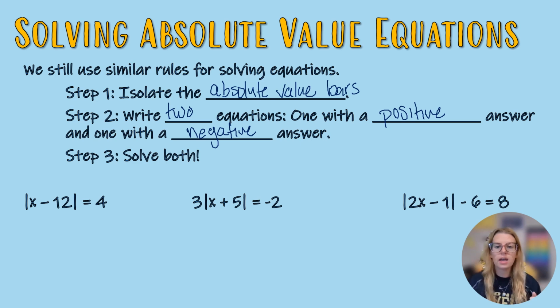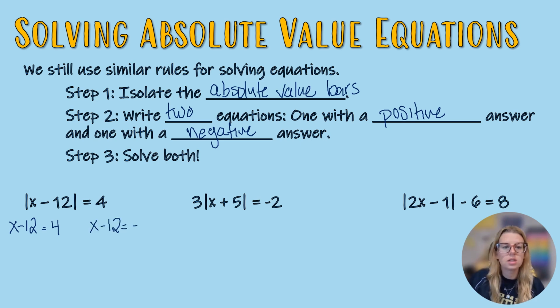So let's go ahead and try these out. So we're going to start by looking at the first one. If I have this first one, I want the absolute value bars to be the only thing that's in the equation. So right now, all I have are these bars. There's nothing else around them. So this one is already isolated. So what we're going to do is we're going to write x minus 12 equals +4, getting rid of my bars. I'm talking about just the inside right now. And x minus 12 equals -4.